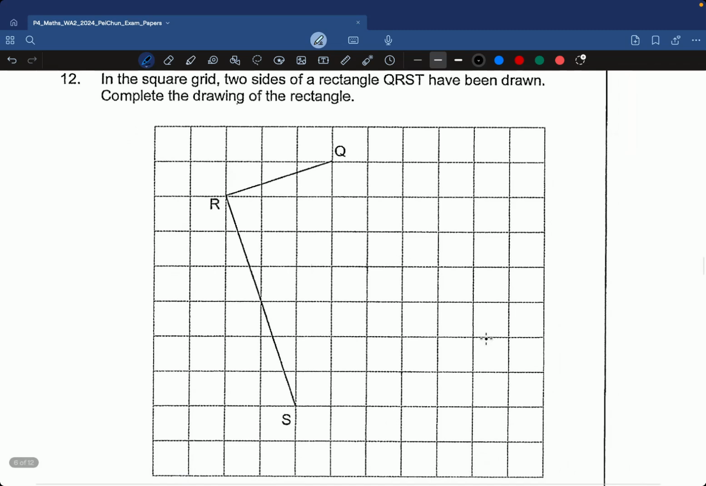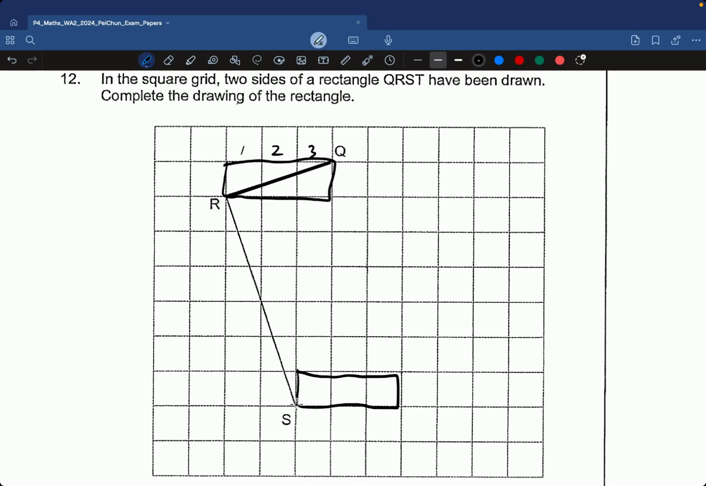All right, let's move on to the next question. Question 12. In the square grid, two sides of the rectangle PQRS have been drawn. Complete the drawing of the rectangle. So in this case, you have P and Q, which is basically three squares. So you have 1, 2, and 3. So what you need to do is to also do the same. So find 3 squares. So you have S over here. So you find 3 squares over here.